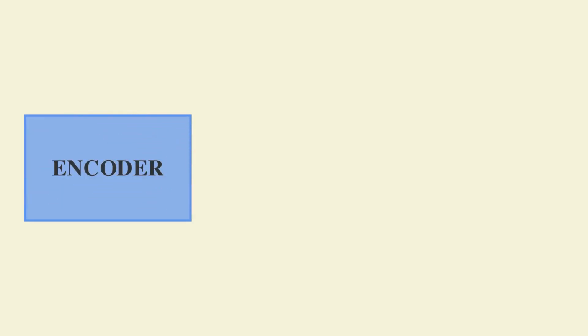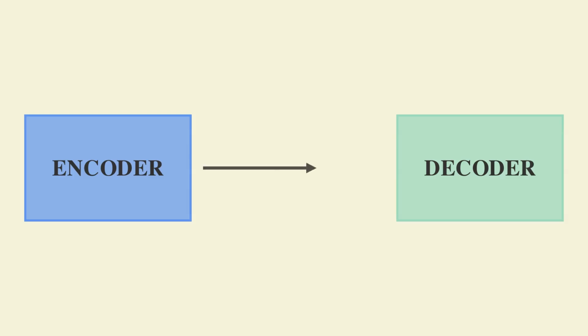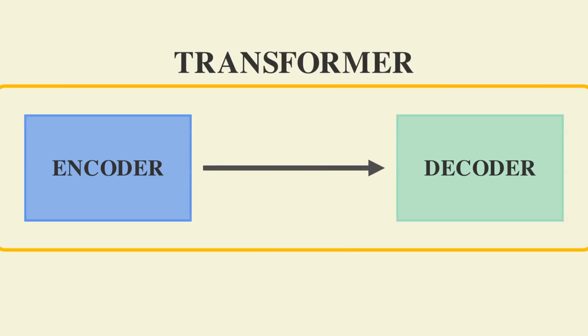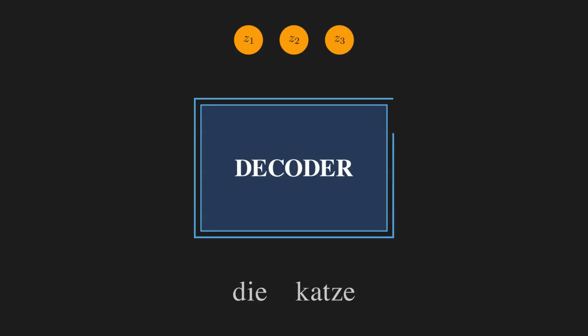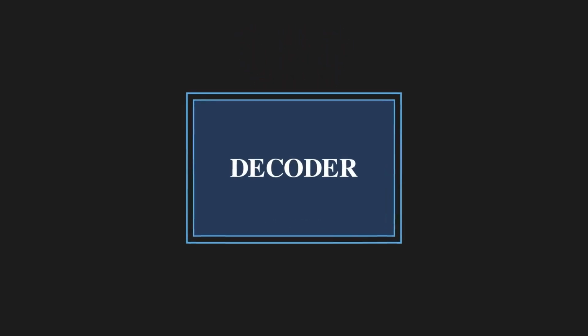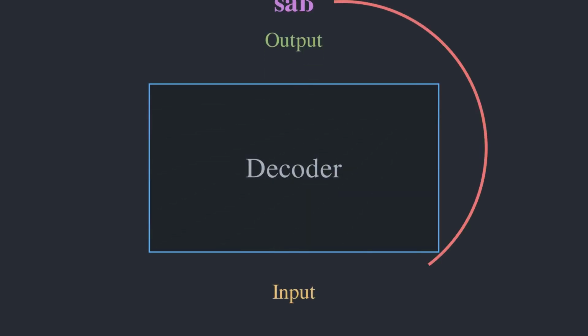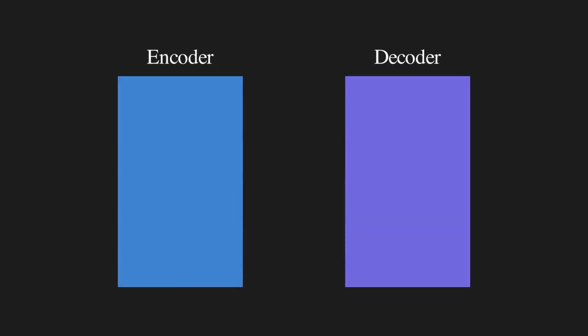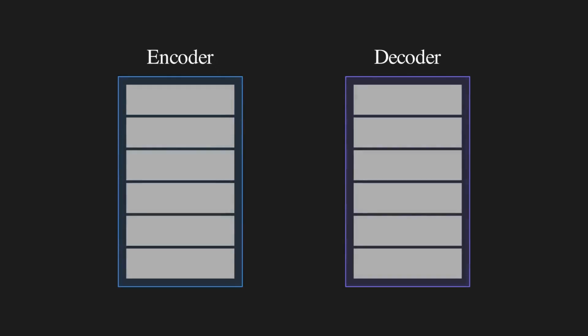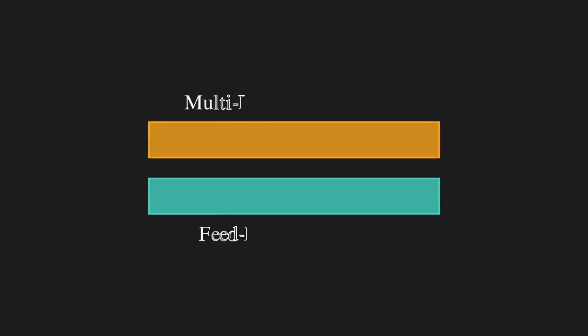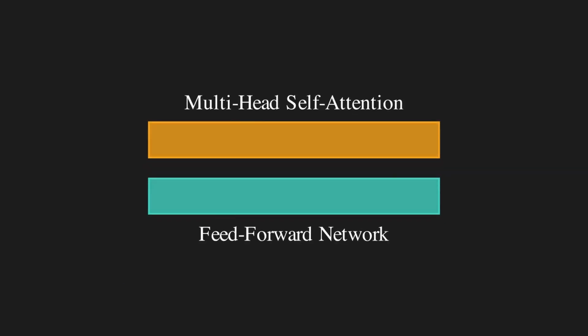At a high level, the transformer follows a standard encoder-decoder structure, which is common in tasks like machine translation. The decoder's job is to take that representation Z and generate the output sentence, one word at a time in the target language, say German. It is auto-regressive, meaning to generate the next word it looks at the words it has already generated. Both the encoder and decoder are built from stacks of identical layers. Each layer has two main sub-layers, a multi-head self-attention mechanism and a simple feed-forward network.